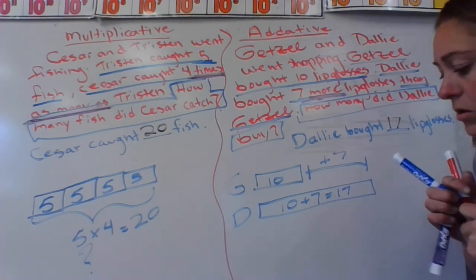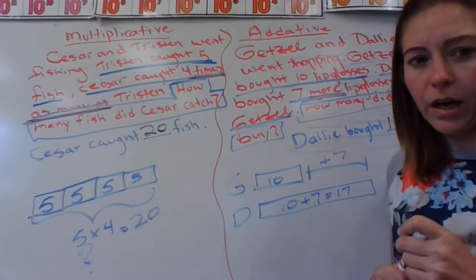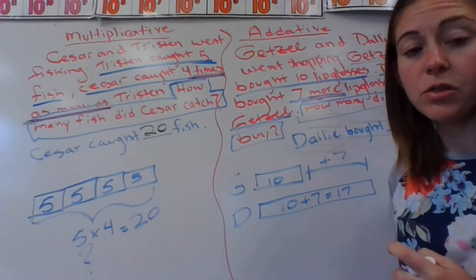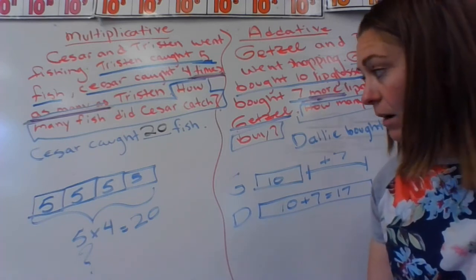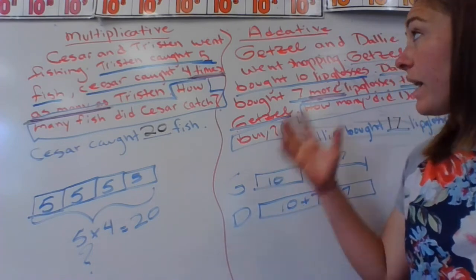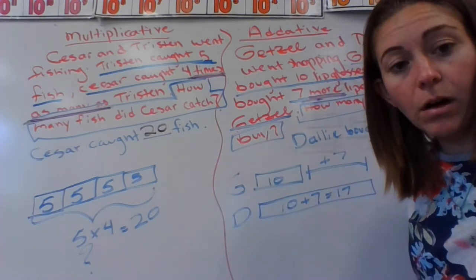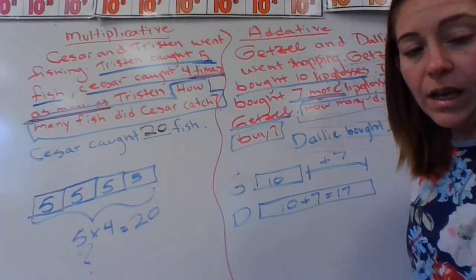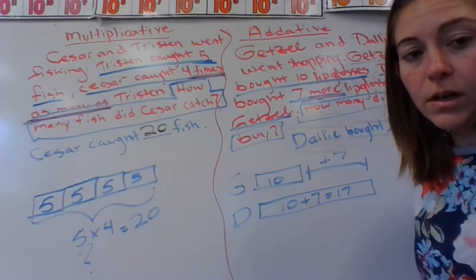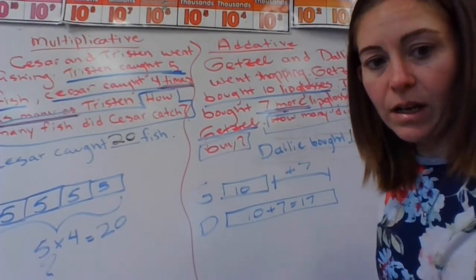All right. So those are 2 examples of multiplicative and additive comparison problems. I hope that helped you see how different they are, multiplicative and additive, and helps you solve some word problems today with those, and create your own word problems with multiplicative and additive comparisons as well.